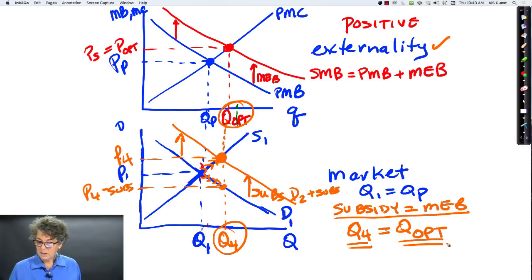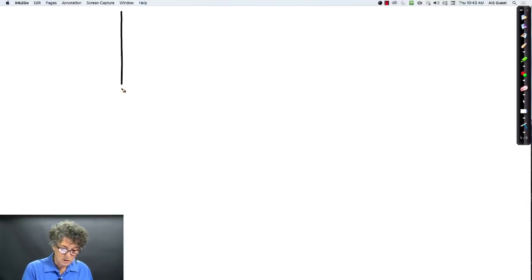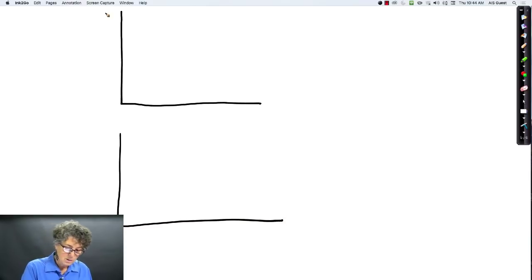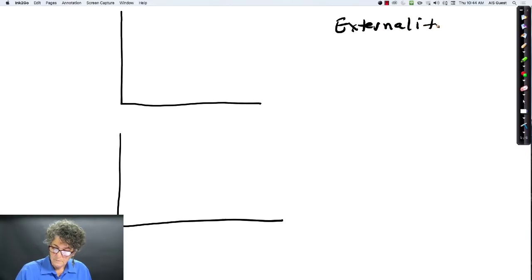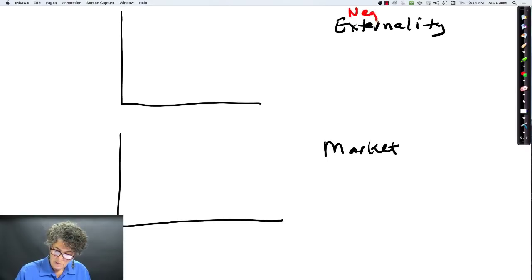You probably have a hunch then as to how this next one's going to go. So next what we want to look at is how do we show the way that the market can find the socially optimal quantity when there's a negative externality. So once again, I'm going to draw two pictures. The top picture is going to have the externality in it, and the bottom picture will have the market. And in this case, I'm showing a negative externality. Let me add that word, negative, so that we've got it.